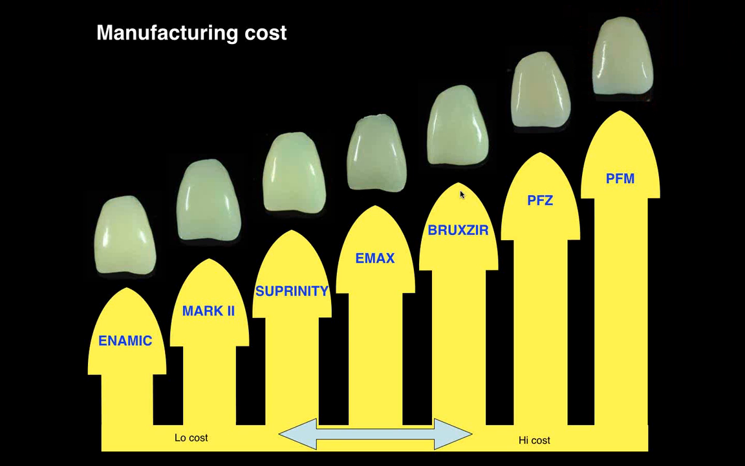Now you say, why is Suprinity before Emax? And you will see that afterwards, because there are many steps which we don't need to take. We don't have to put any paste inside it for the crystallization process. The crystallization is a little bit faster. So there are many steps which are shorter. That's why Suprinity is in front of Emax.